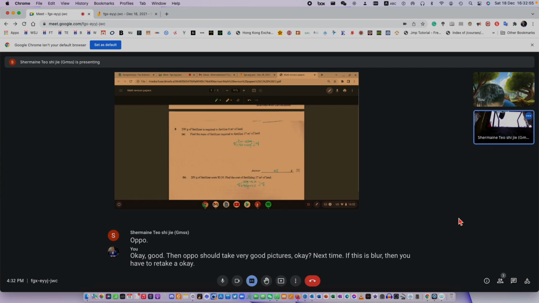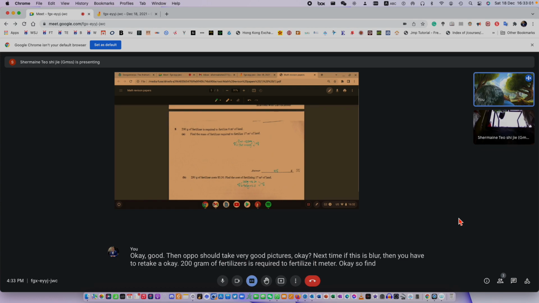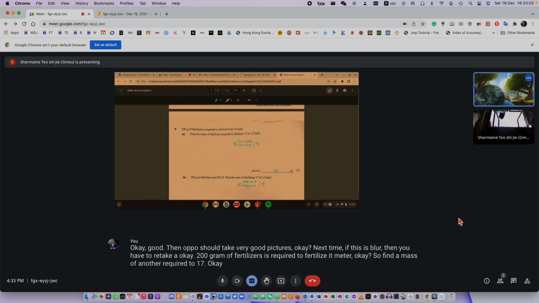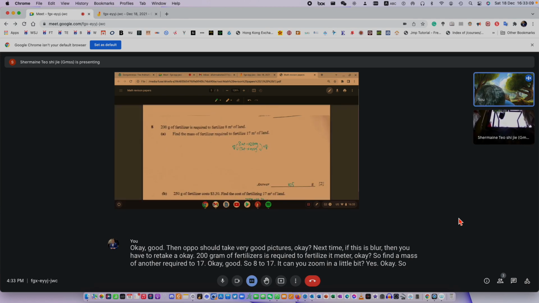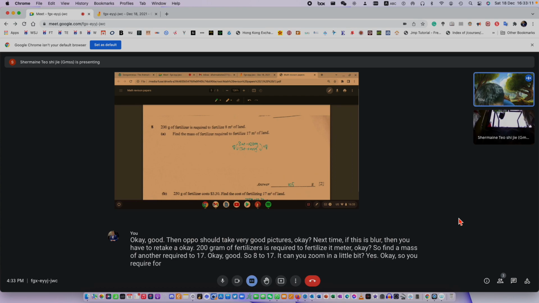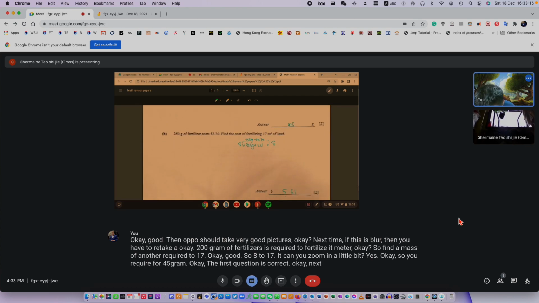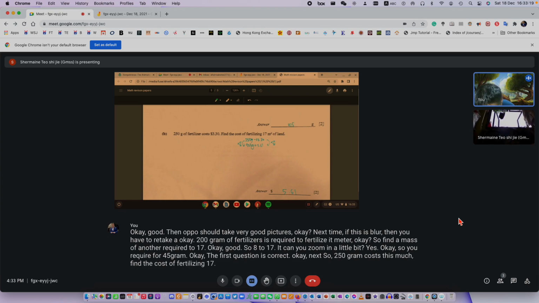Okay, 200 grams of fertilizer is required to fertilize 8 meter. Find the mass of fertilizer required for 17. Okay, good, so 8 to 17. Can you zoom in a little bit? Yes. So you require 425 grams. The first question is correct. Next, 250 grams costs this much. Find the cost of fertilizing 17. So 250 grams is 330, 425 is 561. Okay, very good.